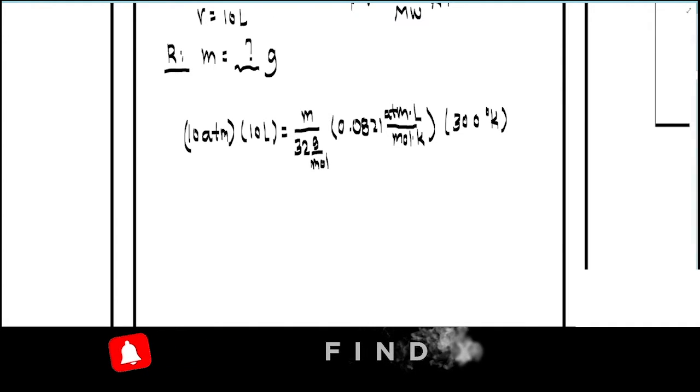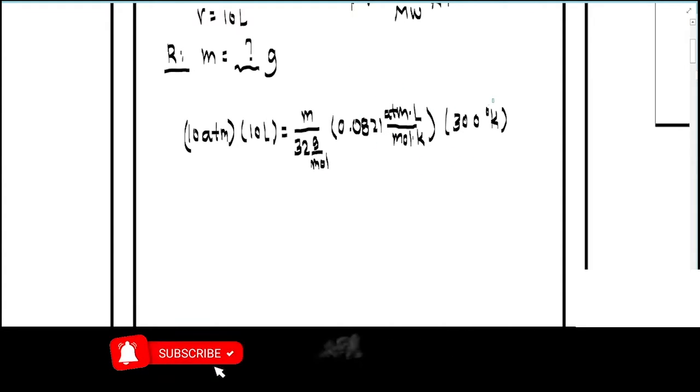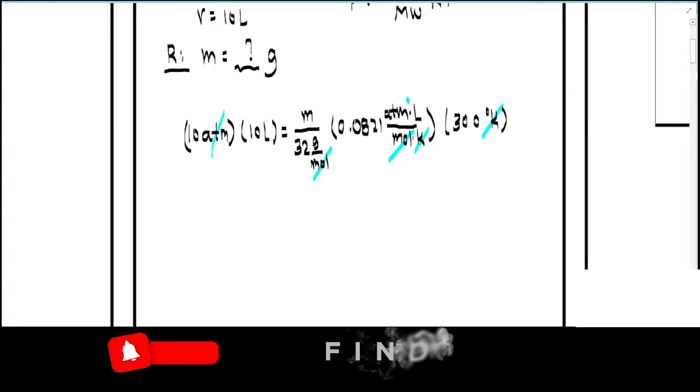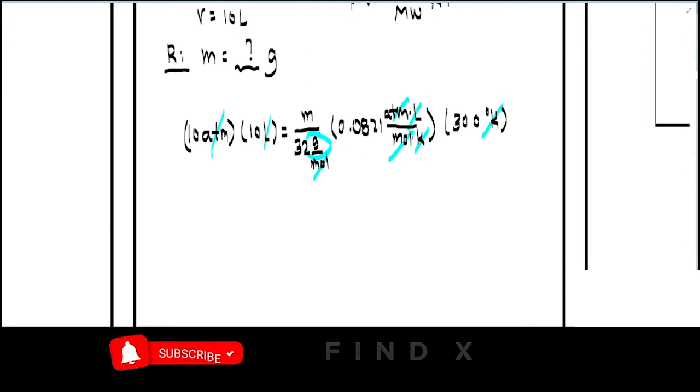Now just solve this using your calculator. Just cross multiply this one and find the m, but first let's check the units. Kelvin has been cancelled and mole is also cancelled. Atmosphere is also cancelled. Liter is also cancelled. So as you can see, we are left with grams only. The final unit should be in grams.